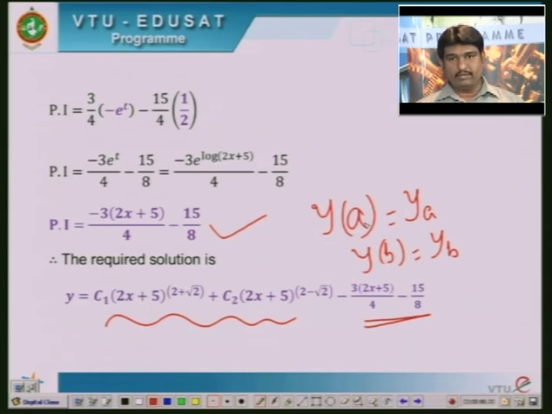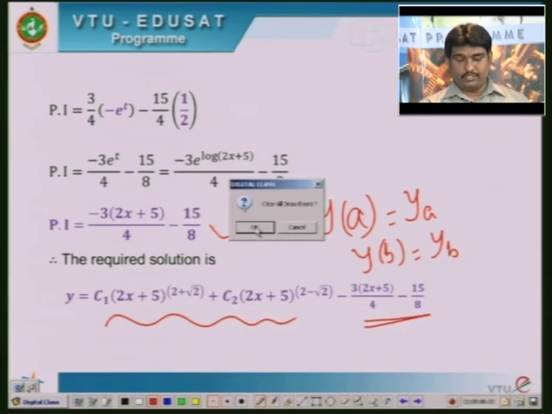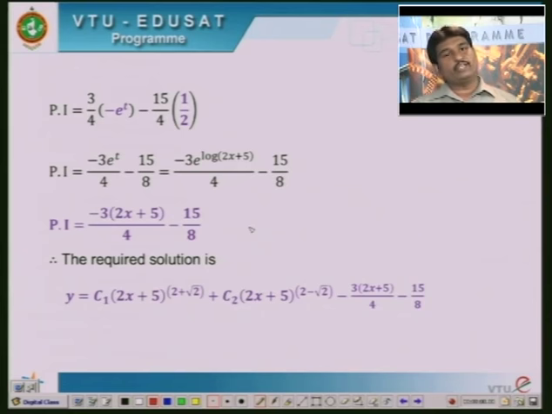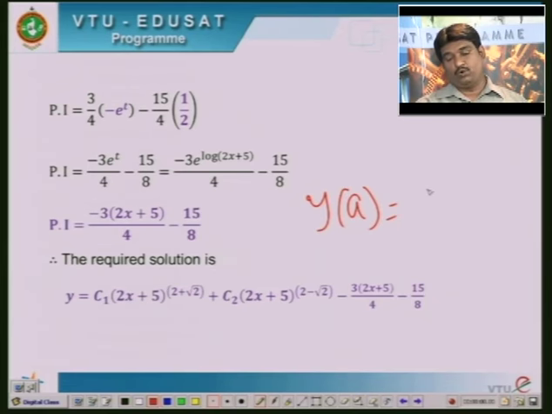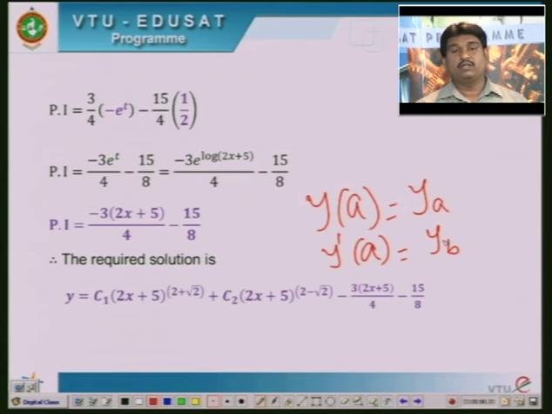If these two conditions are given, you have to find the particular solution by substituting them in the general solution, and you have to determine the arbitrary constants C1 and C2. Instead of boundary conditions, initial conditions may be specified. What are initial conditions? Conditions specified at a single point. Maybe like this: y at a equal to some ya, and one more condition is required, and that condition may be like this: y dash of a equal to some yb. Conditions specified at a single point a.